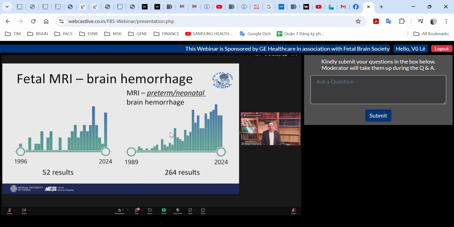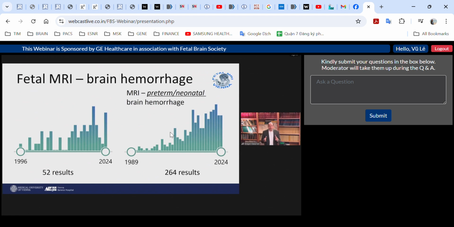Hemorrhage is a major and severe complication of neonates. So we can learn something there in this field, which we can then translate also to the fetal arena, not entirely.